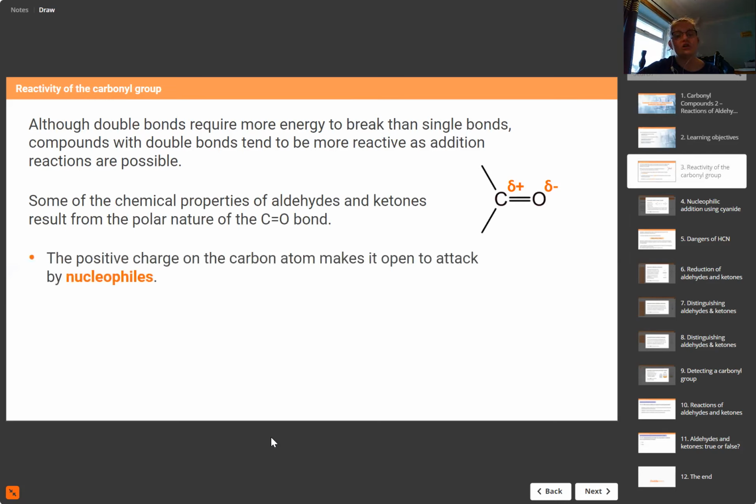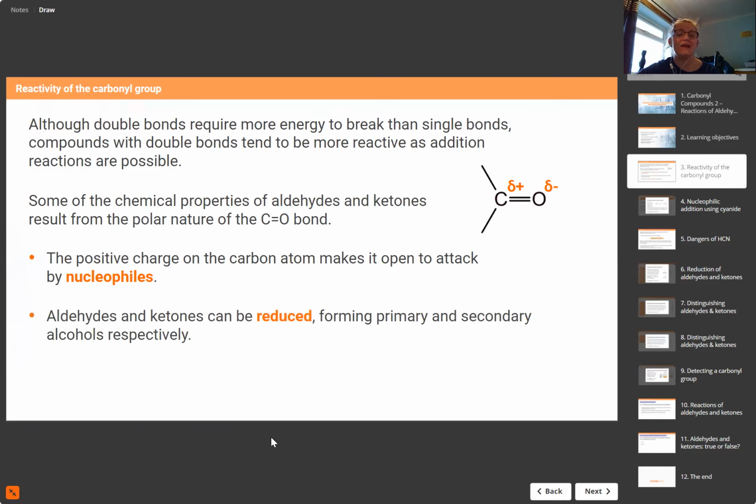The positive charge on the carbon atom makes it open to attack by nucleophiles. We've looked at nucleophiles before, and we've done nucleophilic addition. And aldehydes and ketones can also be reduced. When we reduce them, we can form primary and secondary alcohols, respectively. So in the past, when we've talked about oxidizing primary and secondary alcohols to make aldehydes and ketones, respectively, this is exactly the same process, but in reverse. We're reducing rather than oxidizing.